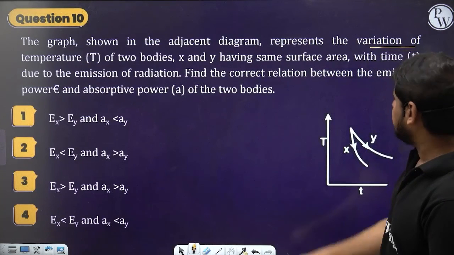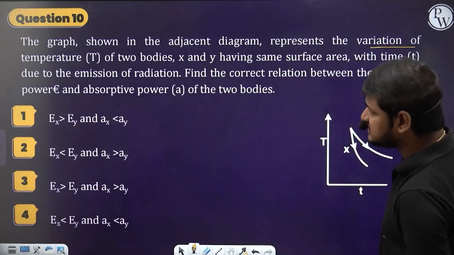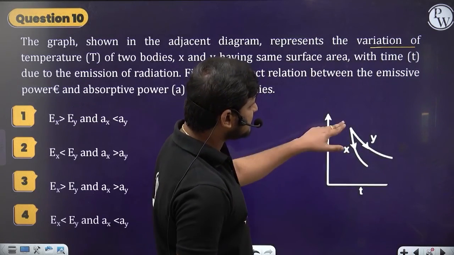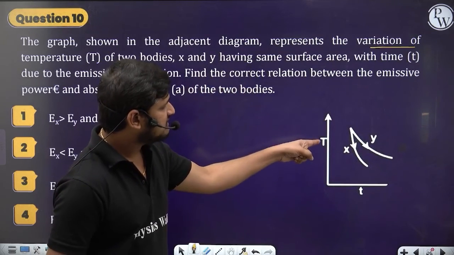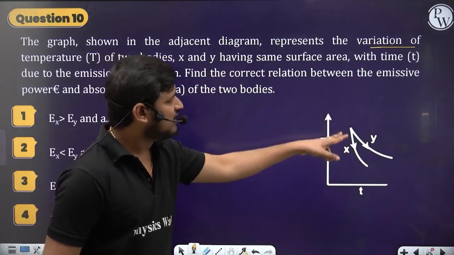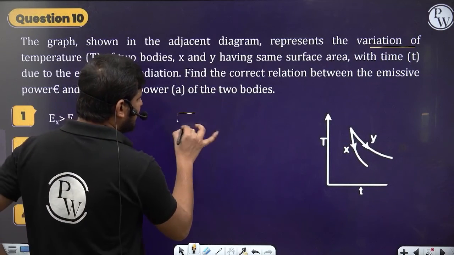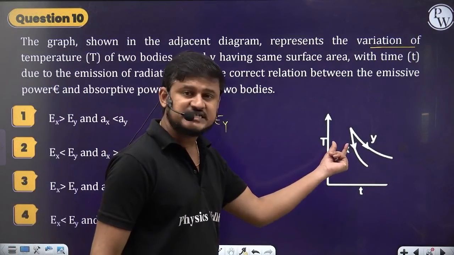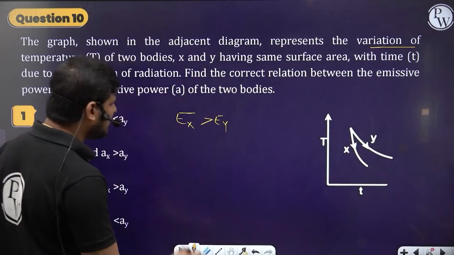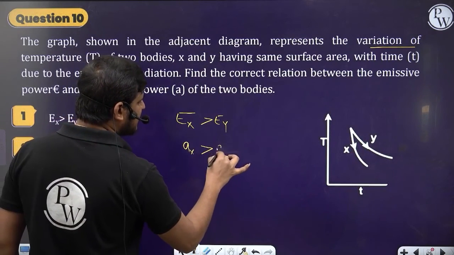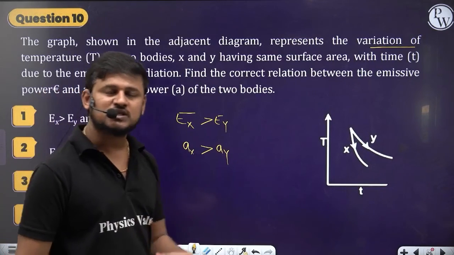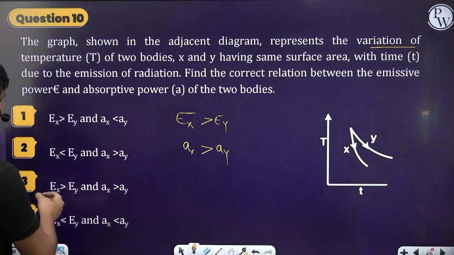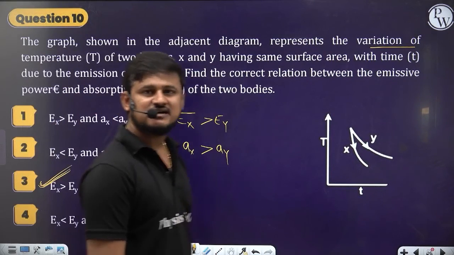So here two bodies are there. Which relation is correct? I can see that the temperature of the X body is falling rapidly with time. That means the emissive power of X is greater than the emissive power of Y. Then I can also say that the absorptive power of X will be greater than the absorptive power of Y. That's what Kirchhoff's law of heat says, right? So Ex is greater than Ey and Ax is greater than Ay. So option 3 is the correct one, guys.